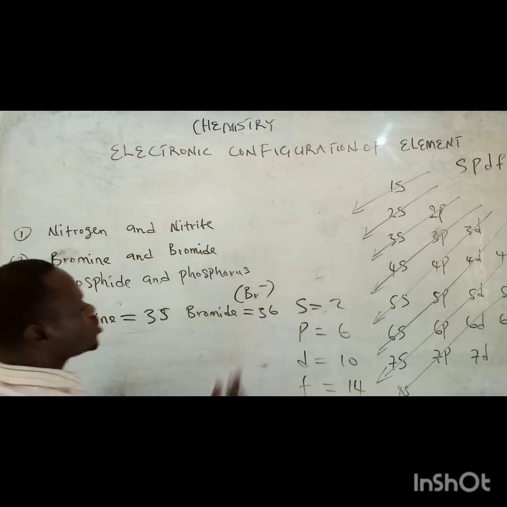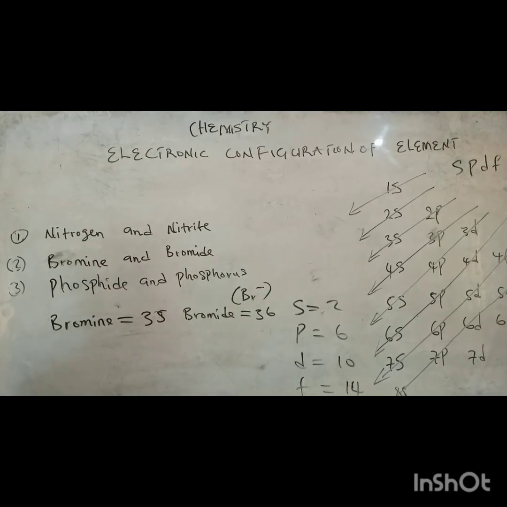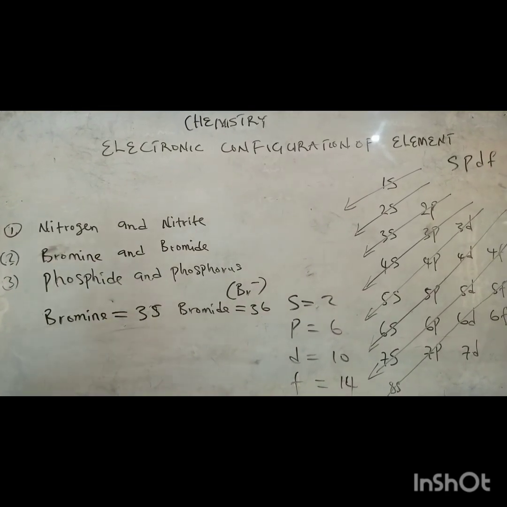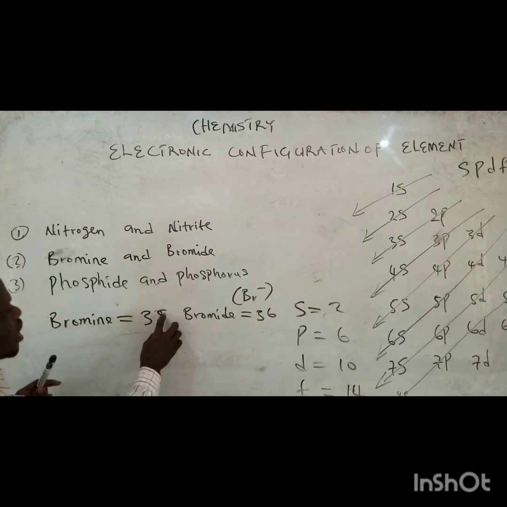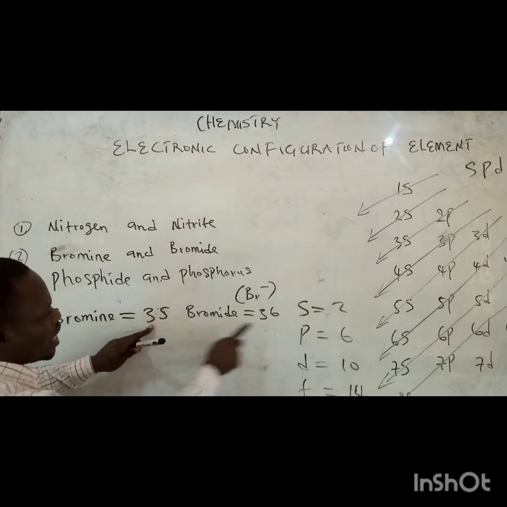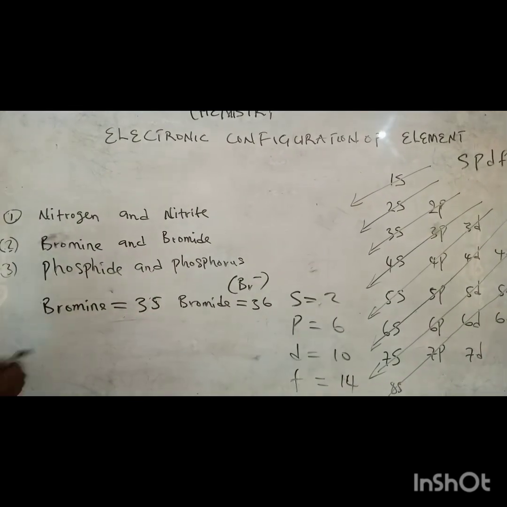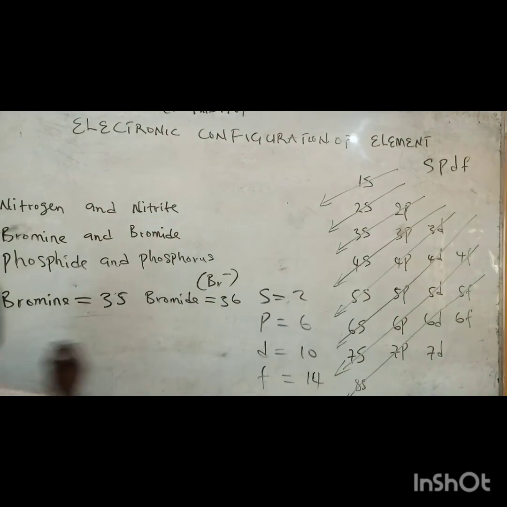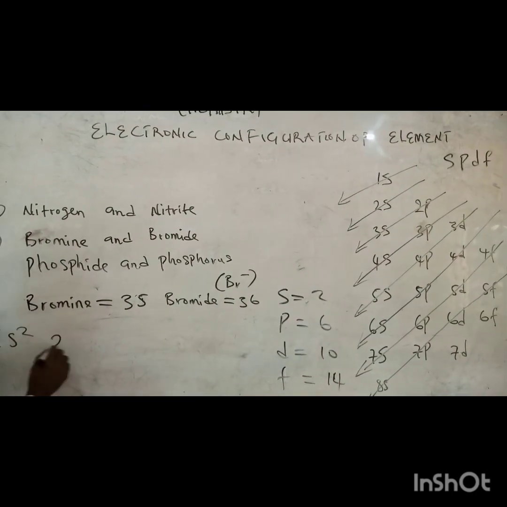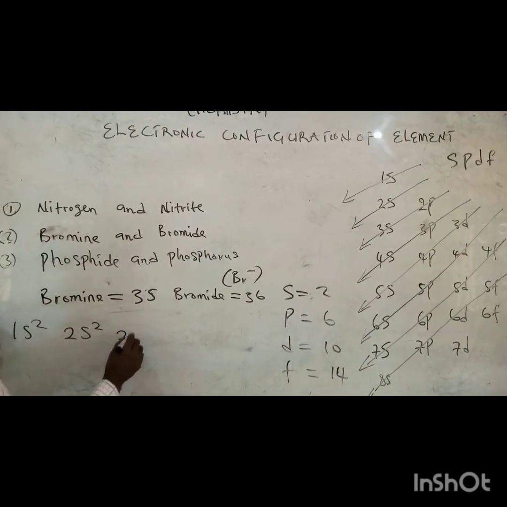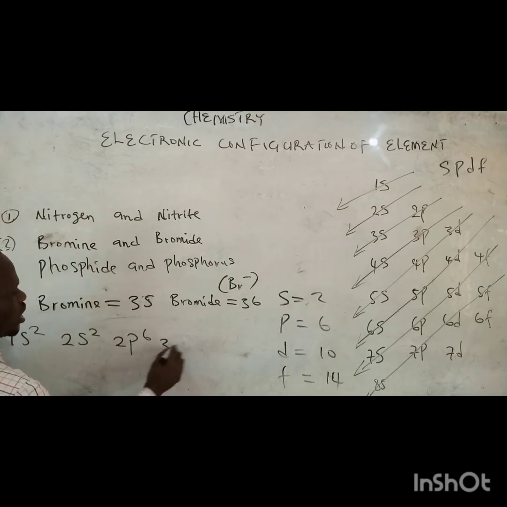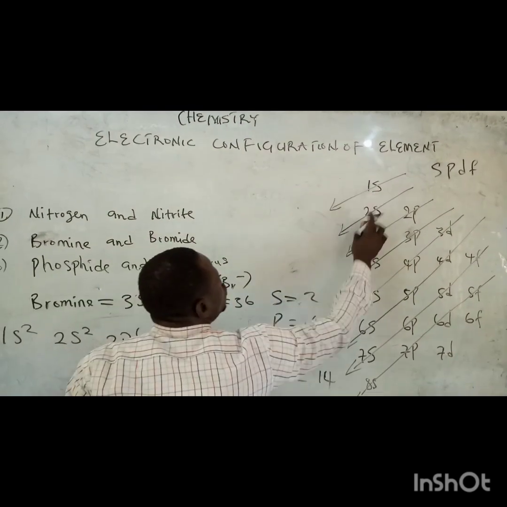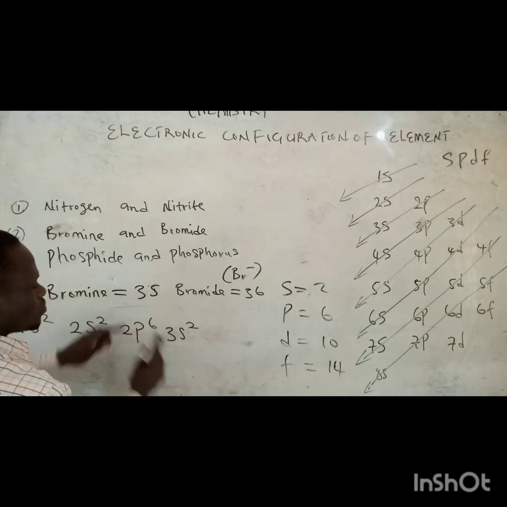This is how it is written, with a charge. We already talked about the oxidation number in our previous video. So we are going to look at the electronic configuration of bromine and bromide. In bromine, we will start from the beginning. We have 1s2, 2s2, 2p6, 3s2. Look at 1, 2, 3. We are looking at 35.